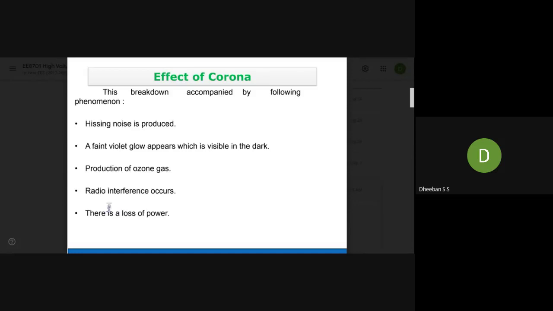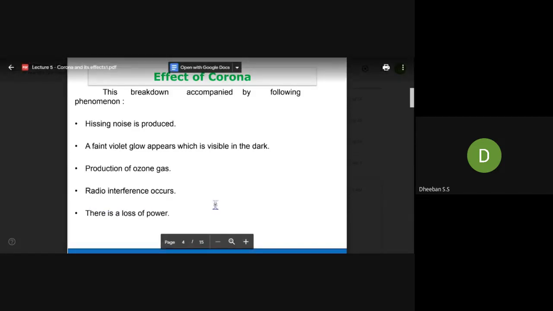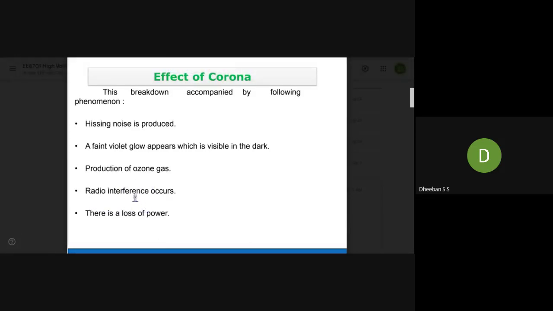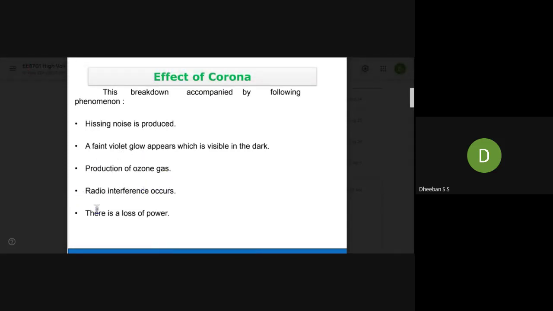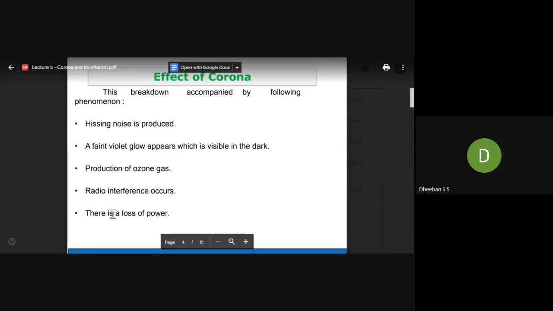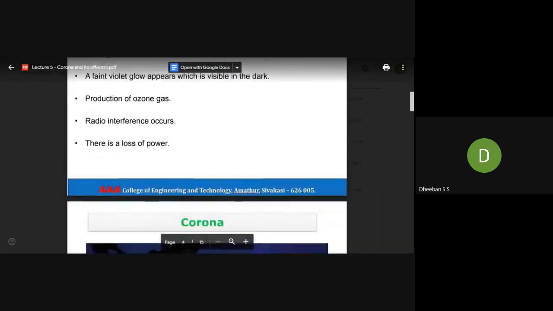The fourth is radio interference. It causes some problem in your telecommunication devices. There is also some loss of power in your transmission line. So these are the main effects of corona. Now I'll be showing you the pictures.